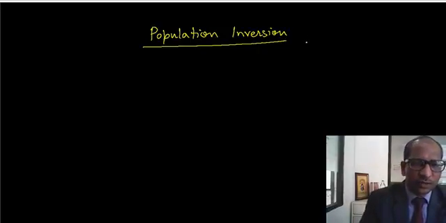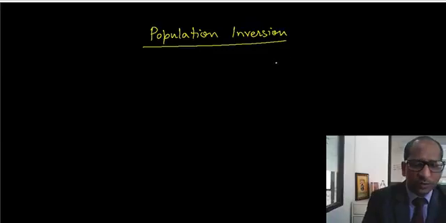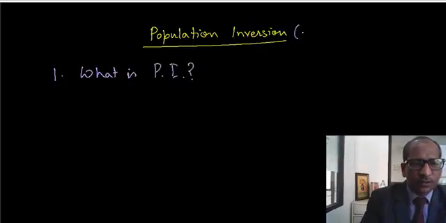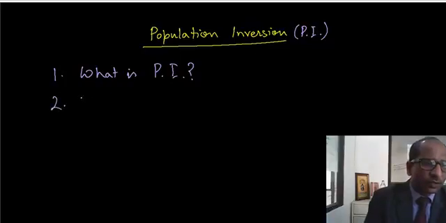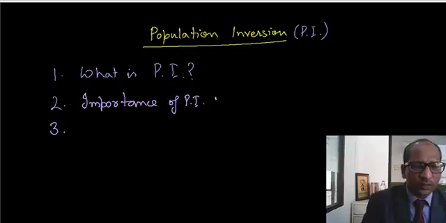Population inversion is the topic of today's discussion, and this topic is based only on the Maxwell-Boltzmann distribution law. So, what is population inversion and what is its importance? We can write here, I'm saying PI for population inversion. So, what is PI, and what is the importance of population inversion in a laser?